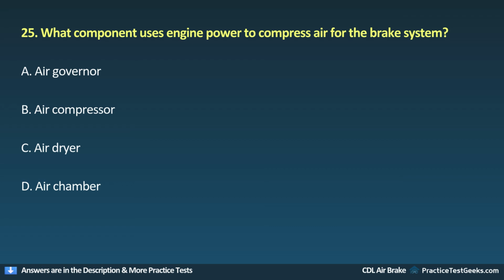25. What component uses engine power to compress air for the brake system? A. Air governor. B. Air compressor. C. Air dryer. D. Air chamber.